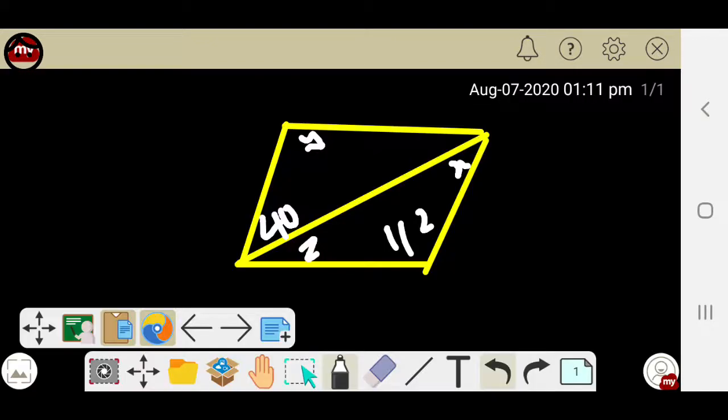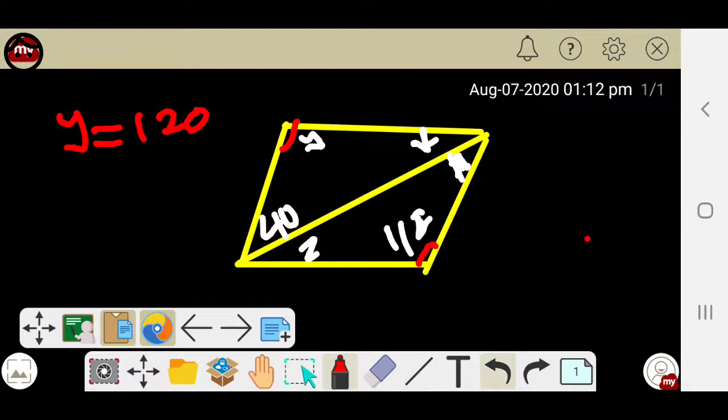X is not there. This one is x, not this one. Yes, dear children. First, this angle, you know that this is a parallelogram. These two angles are equal, opposite angles. So y, this one 112, means y is also 112.